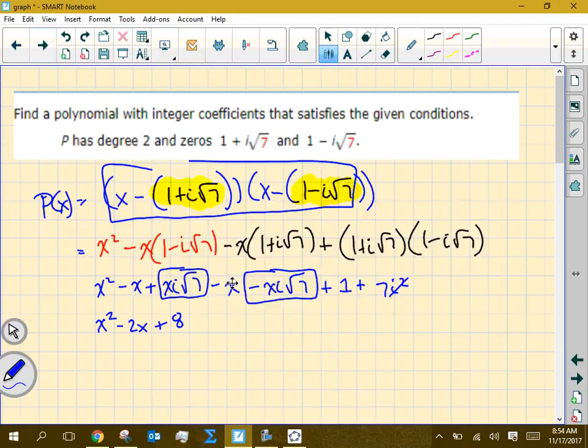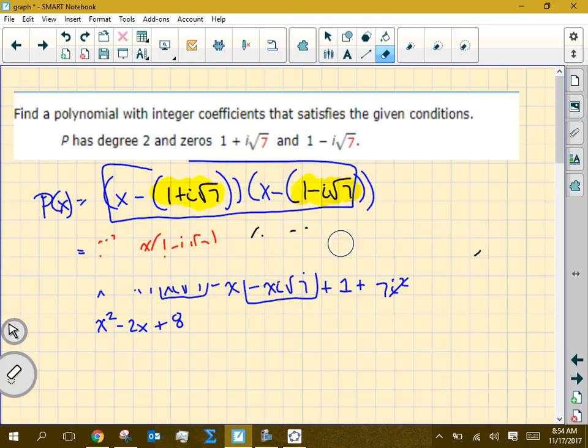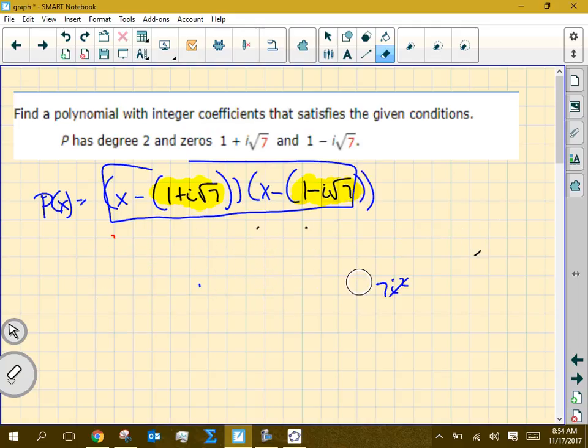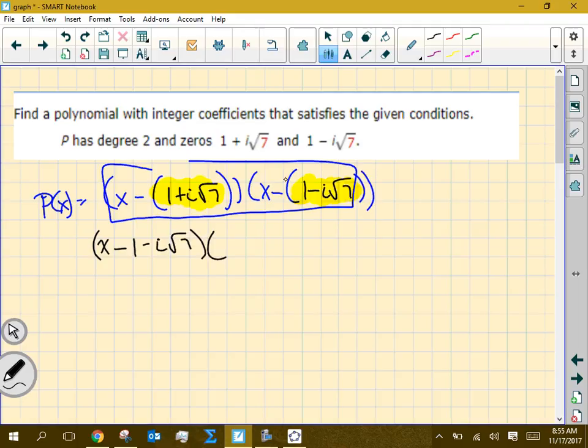Other ways of doing this, okay, there are other ways. Maybe a way that you might be initially a little bit more comfortable with. I don't know if it's any faster or slower in regards to time, but we could take this first binomial and actually distribute that negative through. So we get negative 1 minus i radical 7, and then over here I'm going to go x minus 1 plus i radical 7. And now you've got a trinomial times a trinomial, and that just means distribute all 3 parts of this one to all 3 parts of this one.